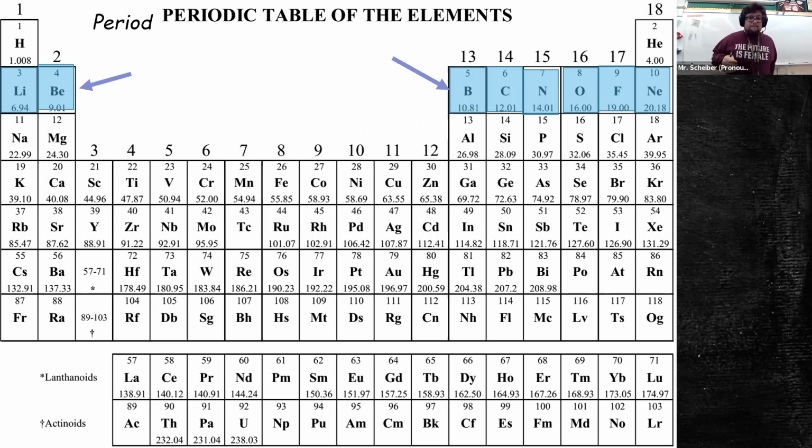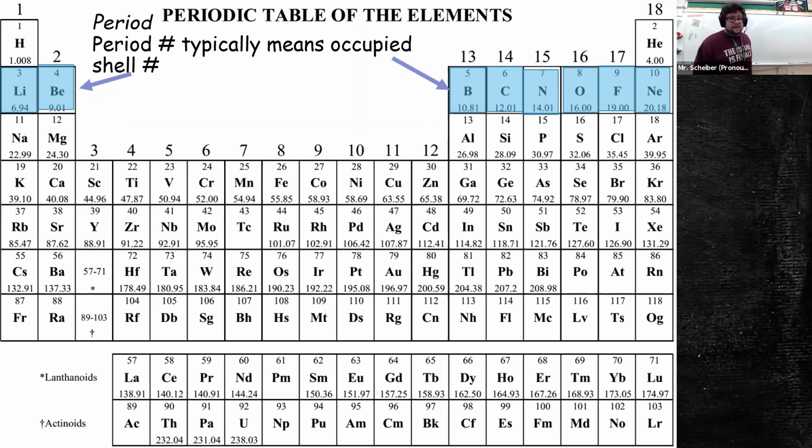Now, we say that period number typically means the occupied shell number. In other words, the first period only has one occupied shell, not subshell, shell. The second period only has 2 occupied shells. The third period only has 3 occupied shells. Now, things get a little bit more complicated when we start getting into atoms that have electrons in the D and the F shell, because as we saw, things are really weird with the D and the F shell, right? Energy levels are changing and it doesn't make sense as much, but period number, and there are some more patterns we can get.